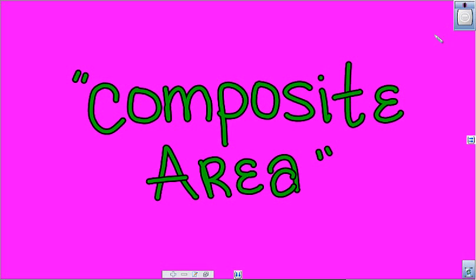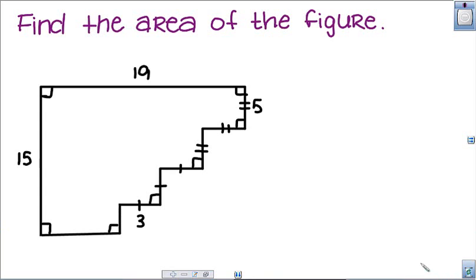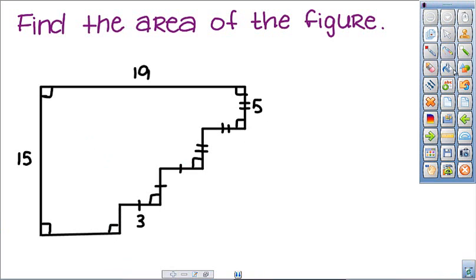Okay, in this video we're going to be discussing composite area, and what that means is we're finding area of figures that are made up of multiple shapes. So in this composite figure, there are several ways that this can be broken down.